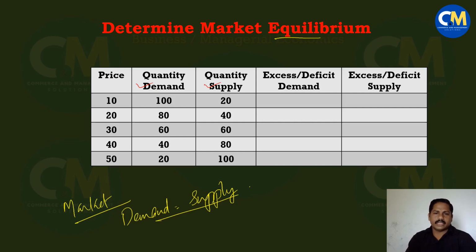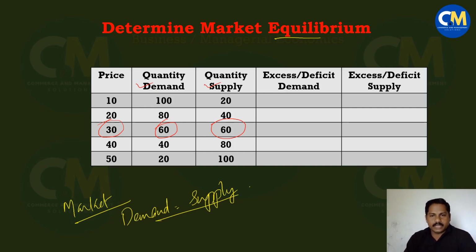Here we can see the demand: 100, 80, 60, 40 and 20, then supply: 20, 40, 60, 80, 100. Look at the price 30. At the price 30, the demand is 60 and supply is 60. So we can say this point is called the equilibrium point. Here I have taken the demand according to quantity demanded and price. We know that it is an inverse relationship. When price increases, quantity demanded decreases, and supply increases when price increases.